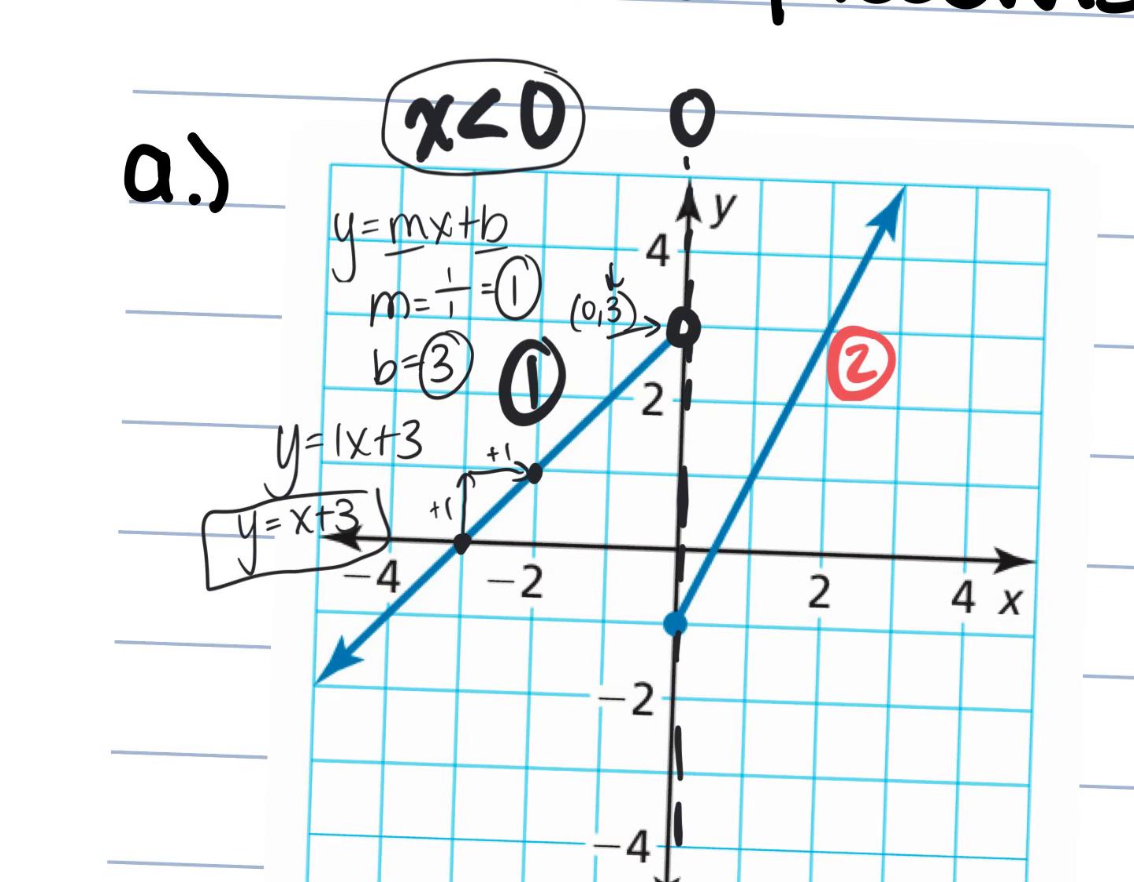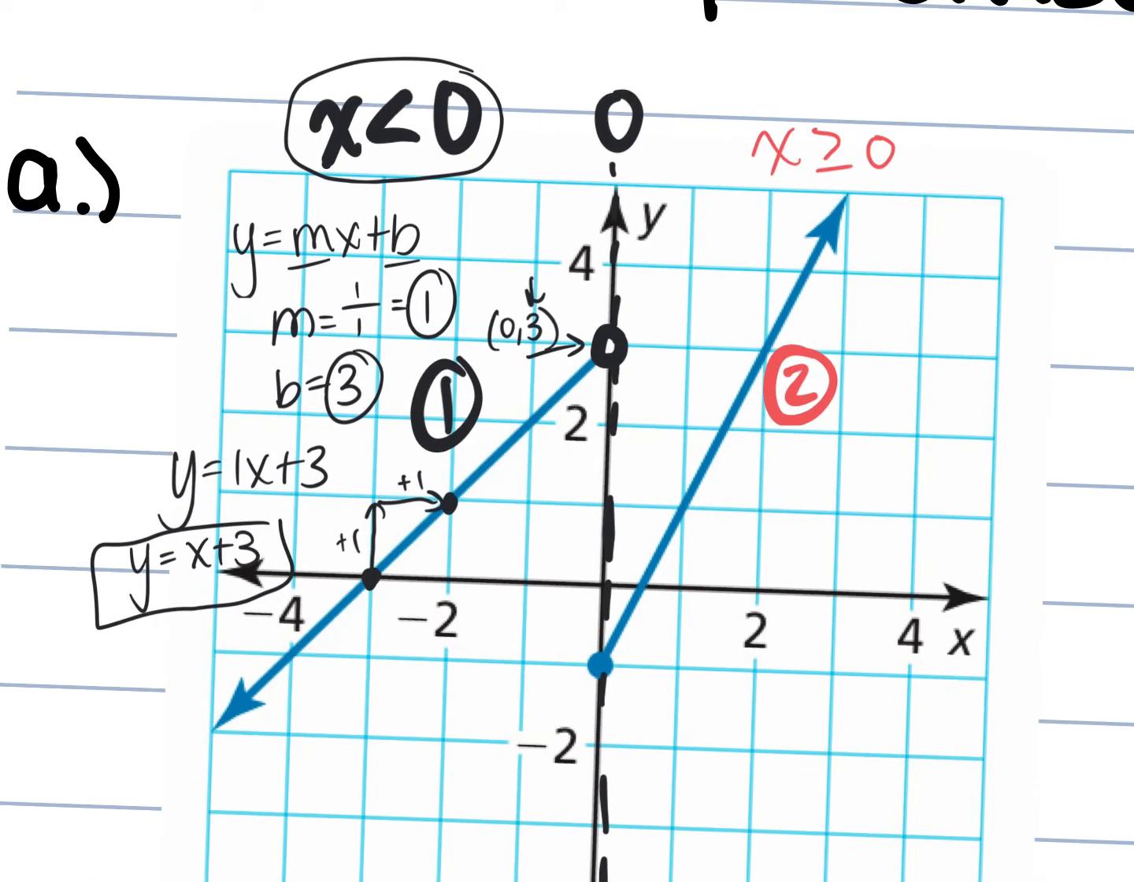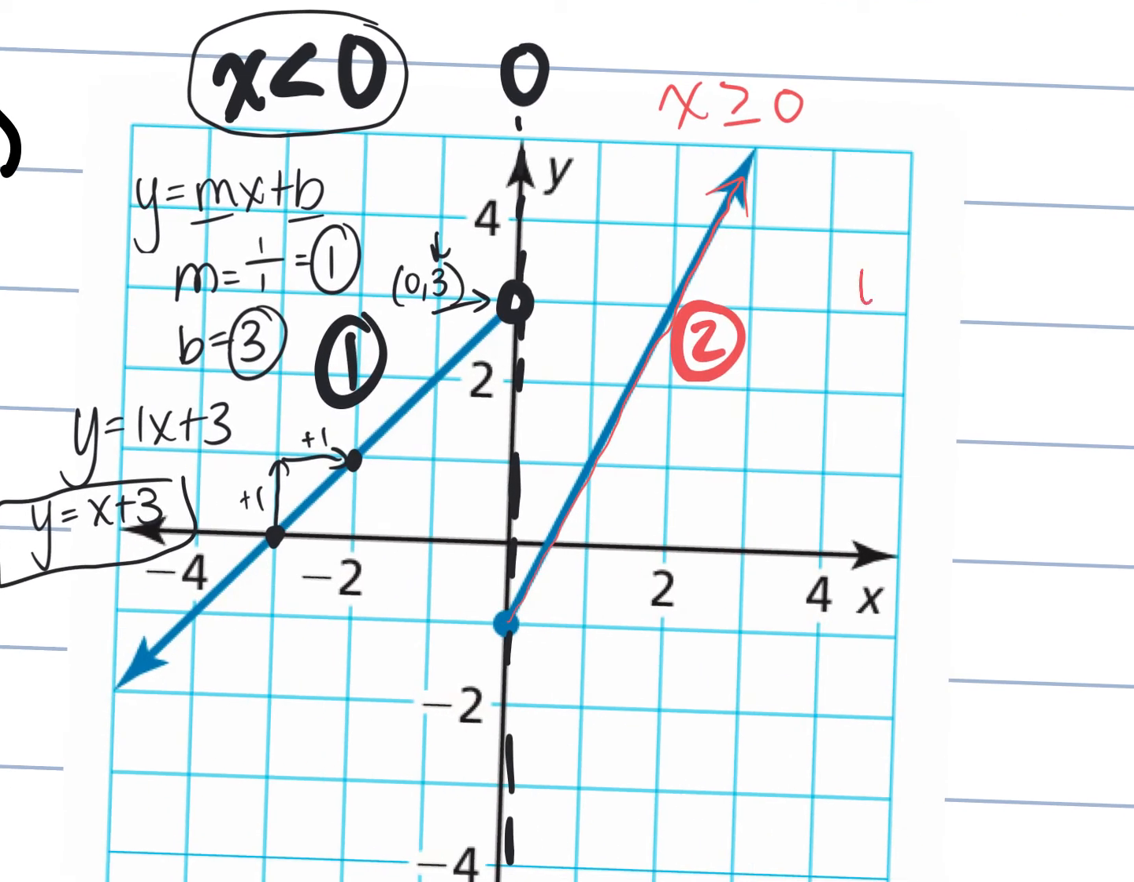Now we move on to the second one. On this side, these are the x values where x is greater than or equal to 0. We have to say greater than or equal to because it's a closed dot down at the bottom of that graph. All the points to the right of 0 are the x values for this line. So we know that it must be x values where they're greater than or equal to 0. So now we still have the y-intercept here, so we're going to use y equals mx plus b.